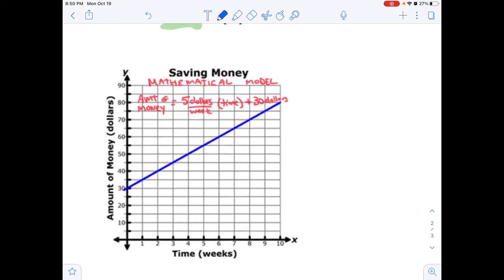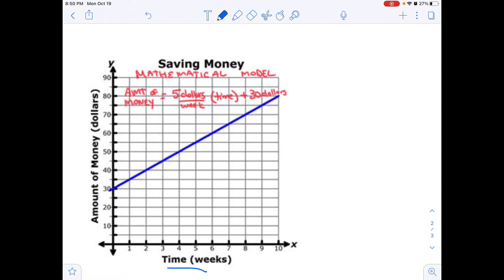In this one, someone is saving money. I see that we have time in weeks compared to the amount of money. This person must have started out with these $30. And as time increases, so does their savings at a very constant rate. If I wrote this as a mathematical model, I would say the amount of money that a person has is equal to $5 per week times the time, that is what week it is, plus $30.